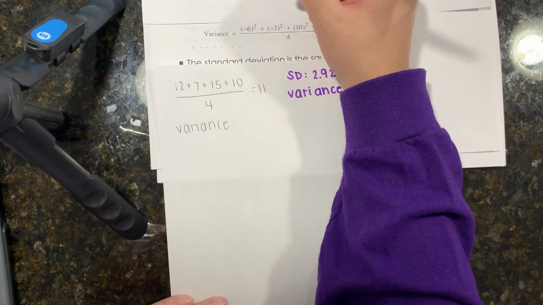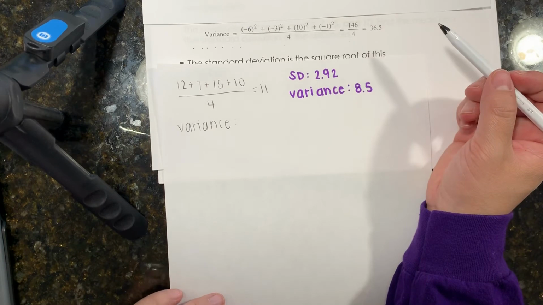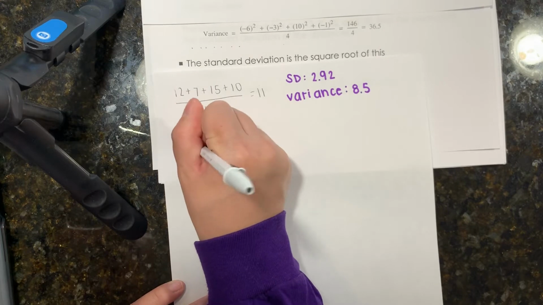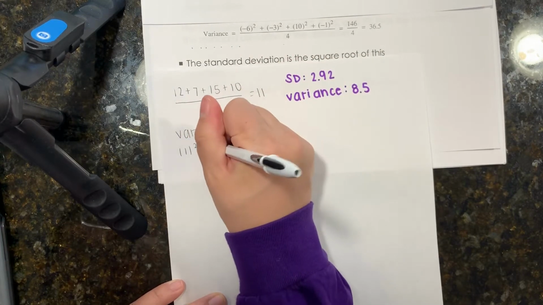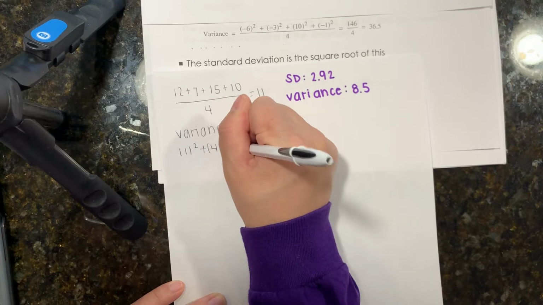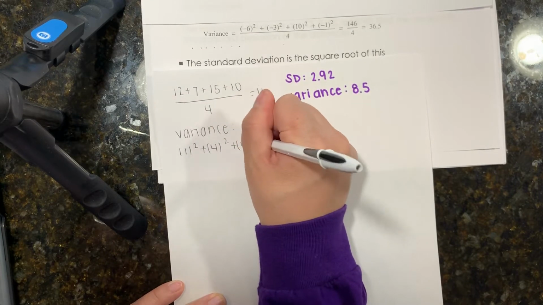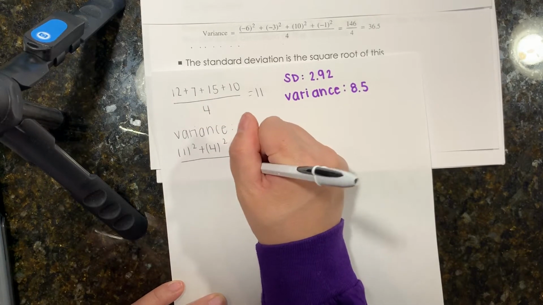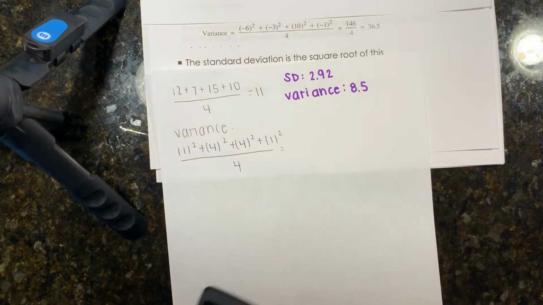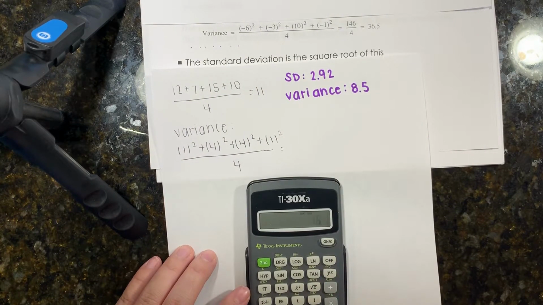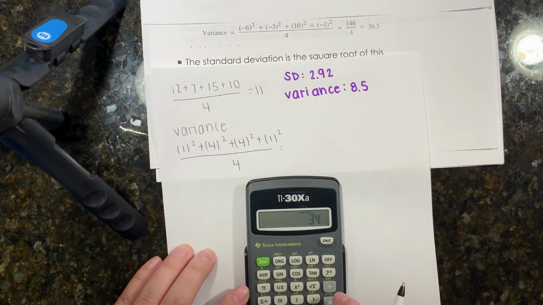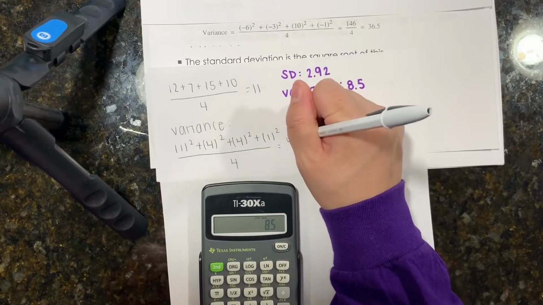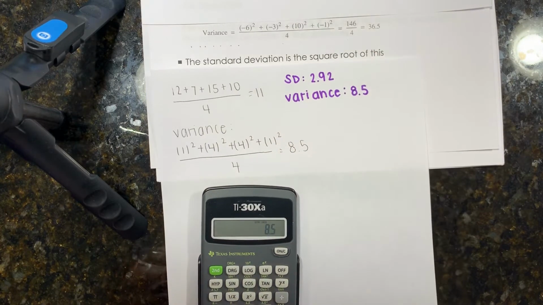So what I would need to do is find the distance each point is away from the mean. So 12 to 11 would be 1, so that'd be 1 squared. 7 to 11 would be 4 squared. 15 to 11 would be 4 squared. 10 to 11 would be 1 squared. And then I would divide that by 4. So what I would end up with would be 1 plus 16 plus 16 plus 1, and then that all divided by 4. Well, look at that. That gives me my variance. My variance would be 8.5, and that matches what I got in the calculator.